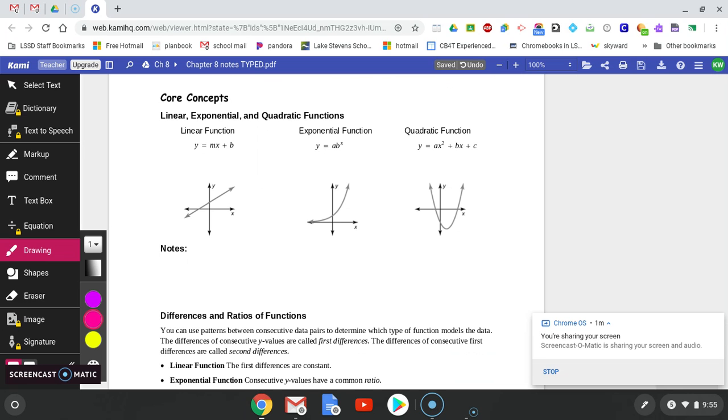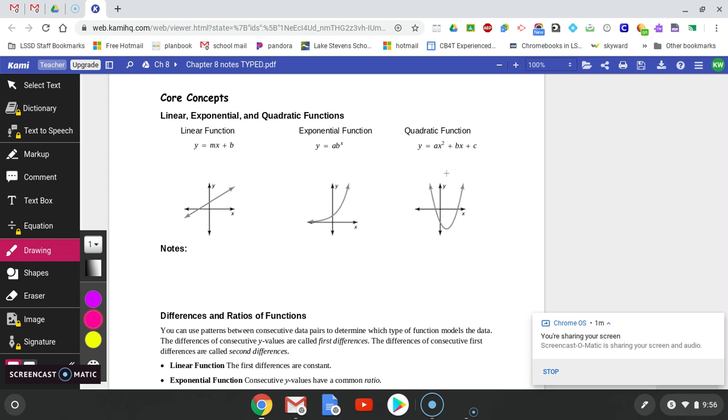All right, so quick review of our graphs. Linear functions, remember, a straight line. Exponential functions are that curved line, and quadratics are our U-shaped. So just a quick review. If the graph's given to you, it should be pretty easy to tell which one it is. If the equation's given to you, remember linear can be written in the format y equals mx plus b. Our exponential were a times b to some power. And then our quadratic functions, remember, was ax squared plus bx plus c.